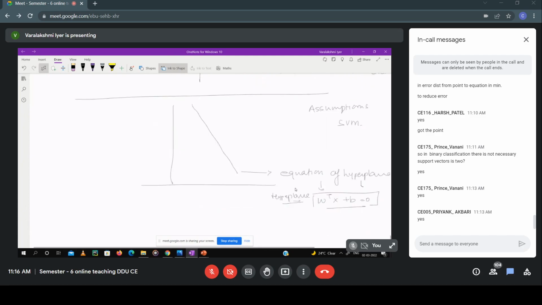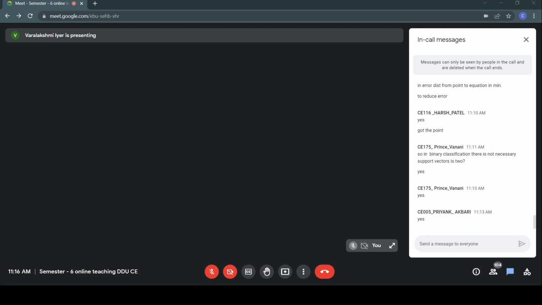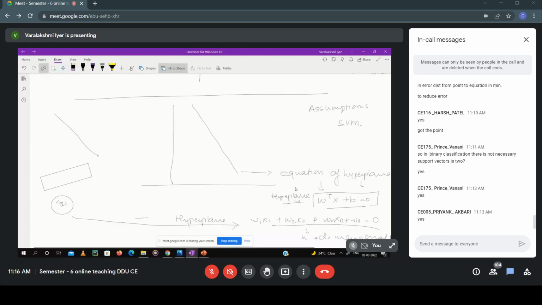Are you getting the point? Normally the hyperplane equation for n-dimensional data will be W1 x1 plus W2 x2 plus Wn xn plus W0 is equal to 0. In the case of 2-dimensional data, this hyperplane will be a line. In the case of 3-dimensional, this hyperplane will be a plane. In the case of 4-dimensional and so on, the hyperplane equation will be of this form. But right now we'll be considering this in a vector form, and this is the hyperplane equation that we'll be utilizing.